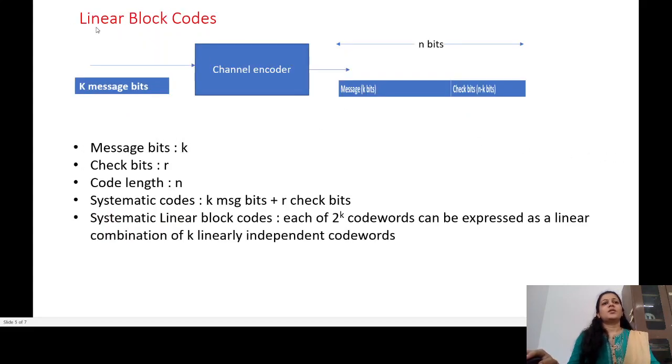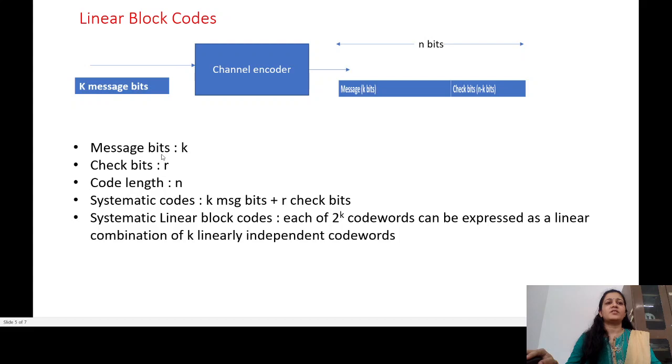So let us consider initially the linear block code. As I said earlier, it will take k message bits from the source encoder and it is going to add some check bits by keeping those message bits as they are. So this is the block diagram representation of our channel encoder. And these are the notations that we need to remember.